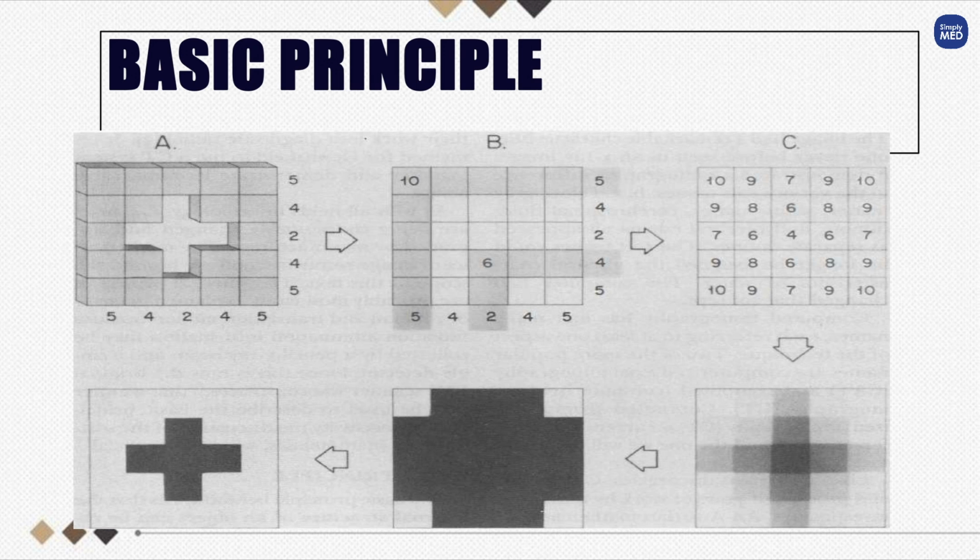Now each number will be given a shade of gray in order. From 10, which is the highest, to 4, which is the lowest, the highest one will be given a shade of white and the lowest one a shade of black. Like that we arrange different shades of gray. So the area where 10 is will be white.